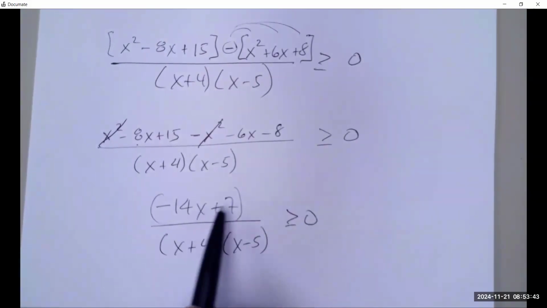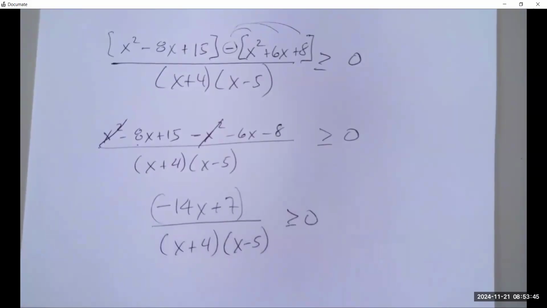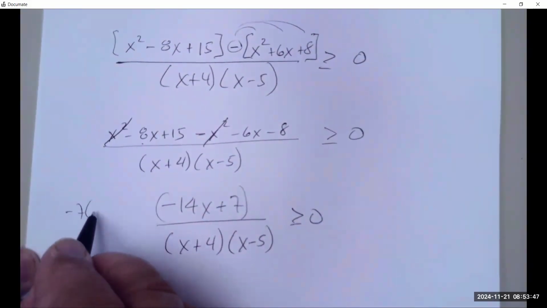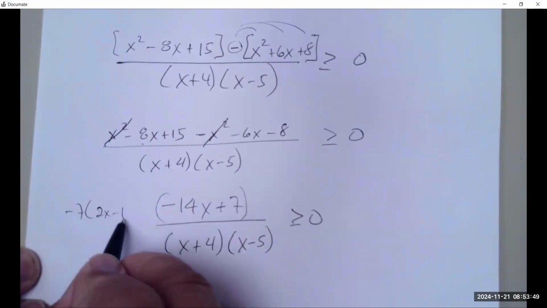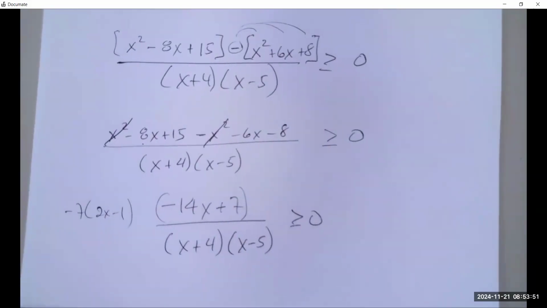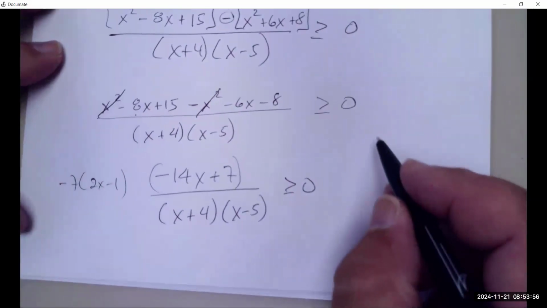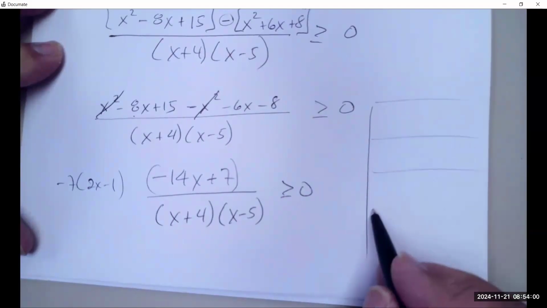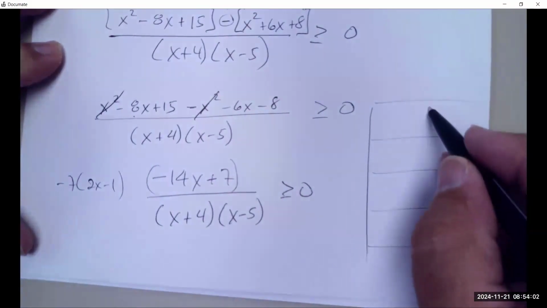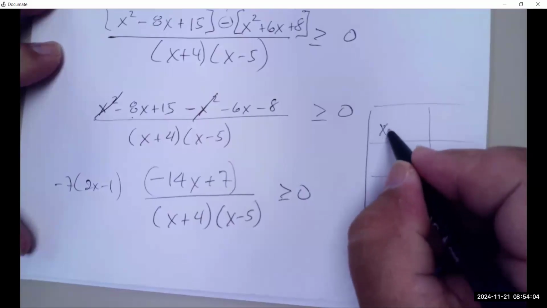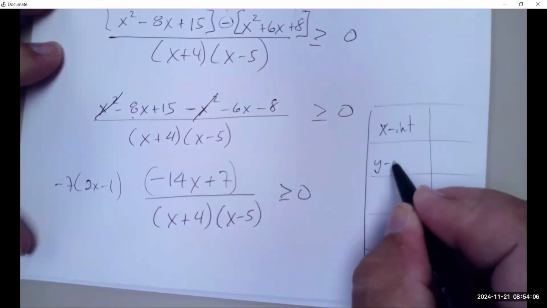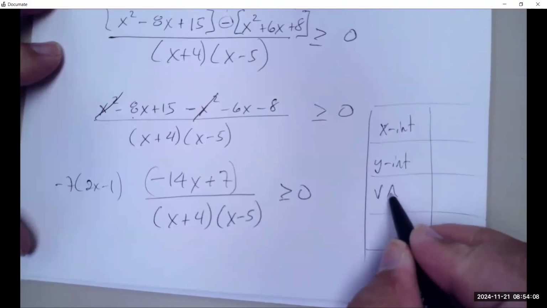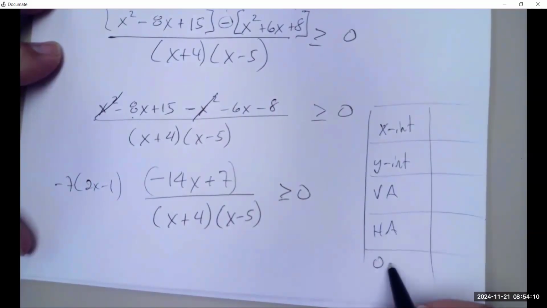On top, we could factor out a negative 7, which would give us negative 7 times (2x minus 1), but that's just extra work. It's not really going to do us any good. So now once we have those, x-intercept, y-intercept, vertical, horizontal, oblique.